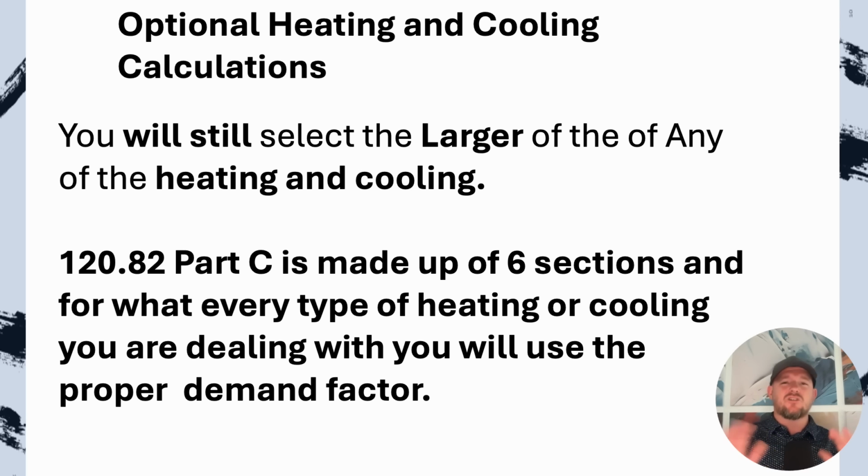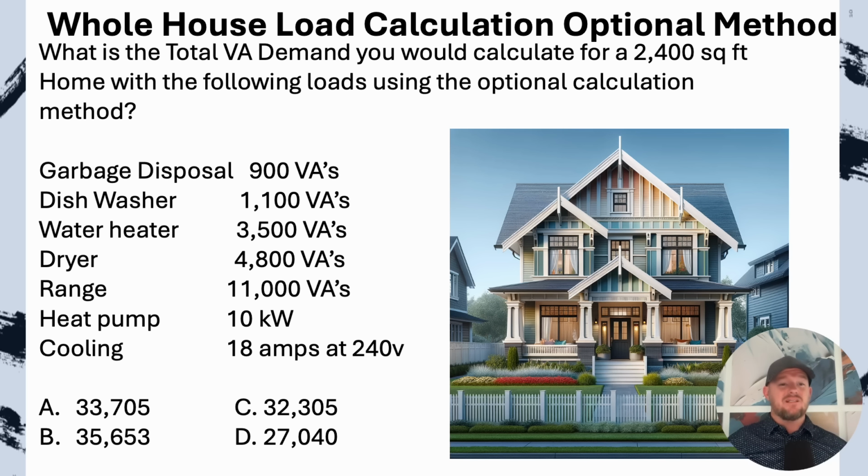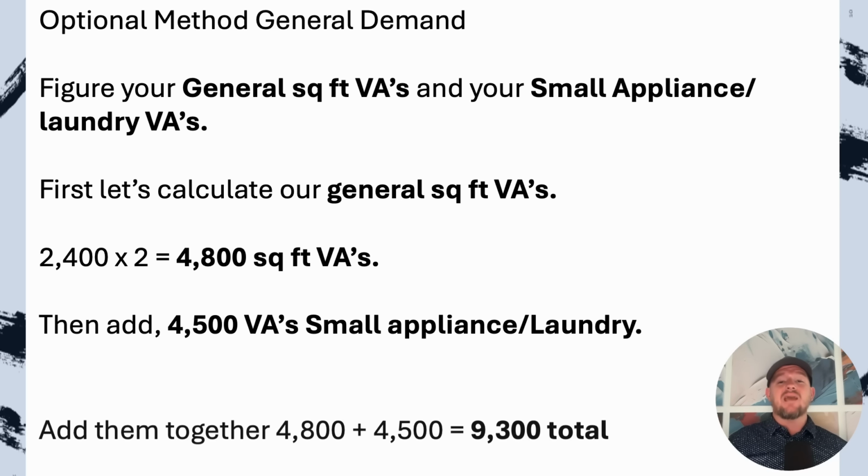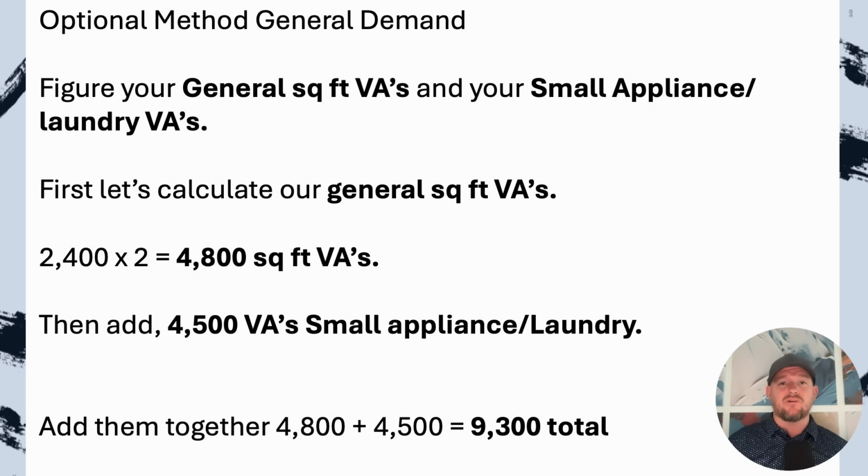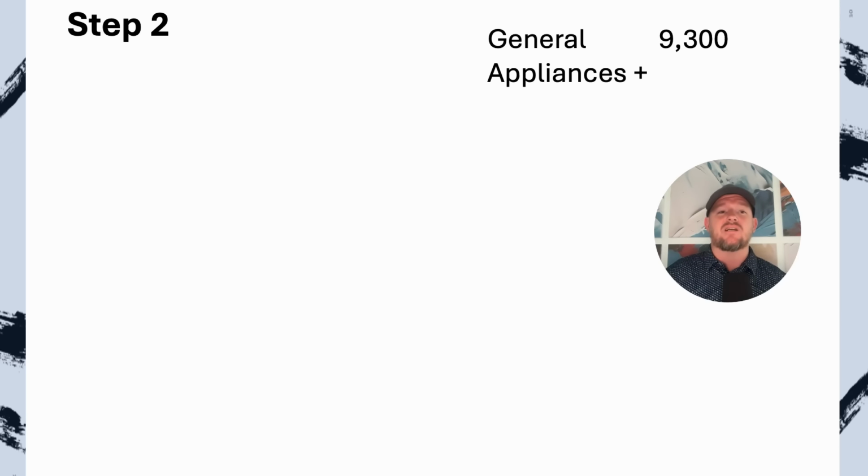Now we're ready to do our first optional method, whole house load calculation. What is the total VA demand you would calculate for a 2,400 square foot home with the following loads using the optional method? These are all of our loads. Let's take it one step at a time. For our general portion, we're just going to take our square feet multiplied by 2, and that equals 4,800. Then we add that together with our 4,500, and we get our total of 9,300. Now you just take and write that down on your paper and get ready for the next part.